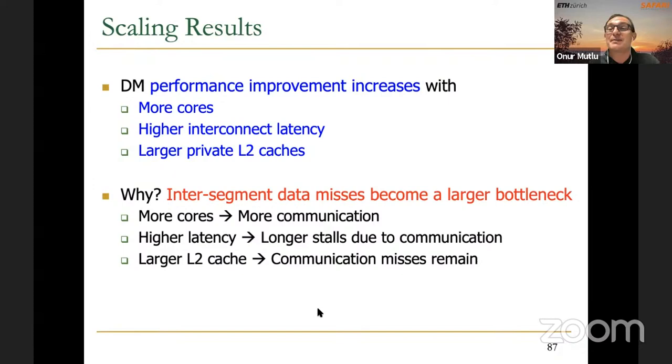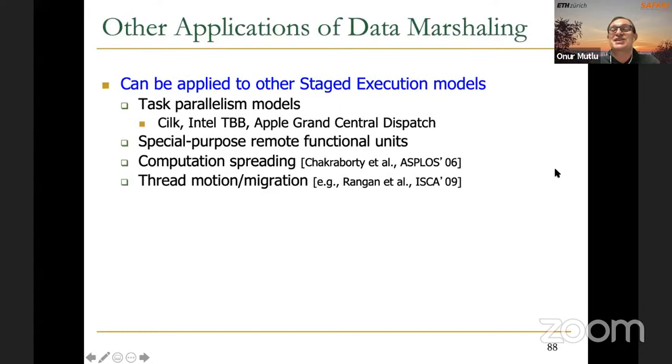Okay, so there are other applications of data marshaling, basically, which I'm not going to discuss in detail. There are actually a lot of interesting applications of stage execution models. If you generalize, like special purpose remote functional units, full heterogeneity in the system, where all of the cores can be fully heterogeneous, different task parallelism models that are employed in industry, for example. There are other proposals in academia, like computation spreading, thread motion, and migration. I'm not going to go into the details, but these basically specialize computation.